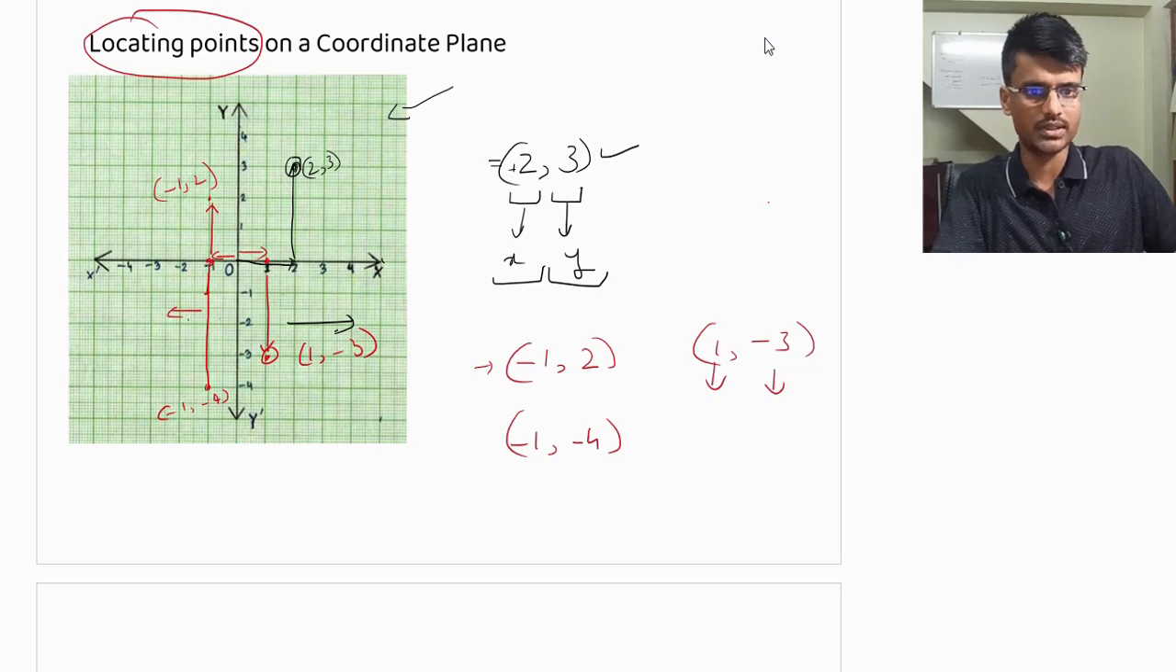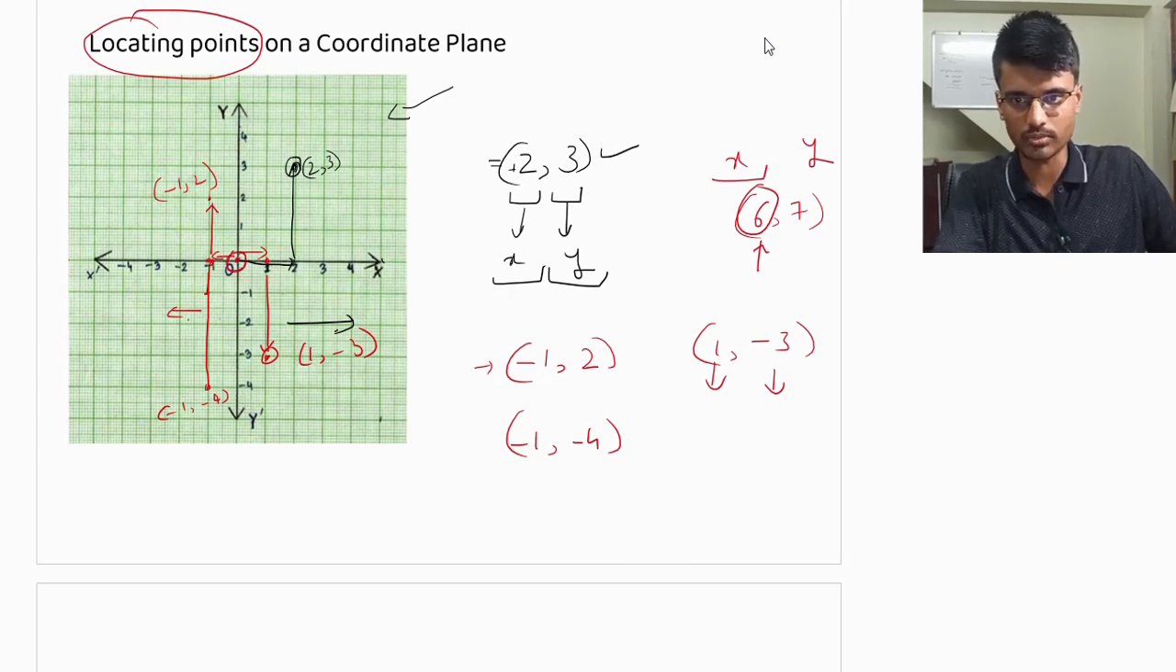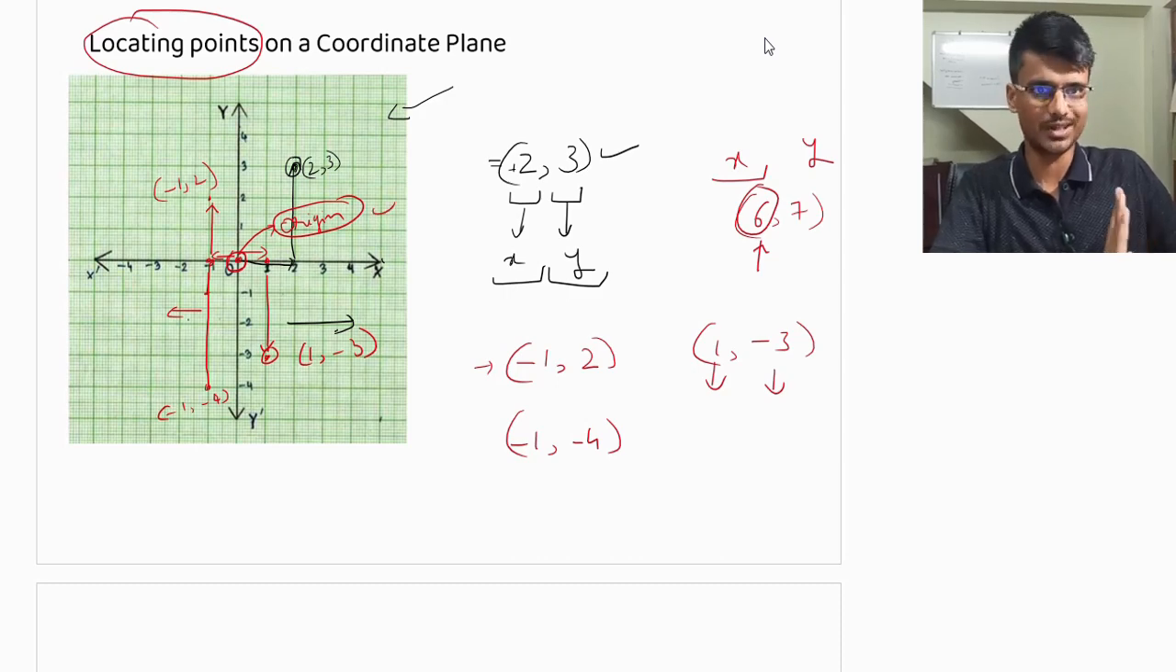Say if it is (6, 7) or any point, what does it denote? 6 is the first coordinate, the x coordinate. This is our x and this is our y. So x units from the origin, and this is our origin. Okay, I forgot, I'm so sorry, this is called the origin. I hope this was clear to you. We will go to the next concept.